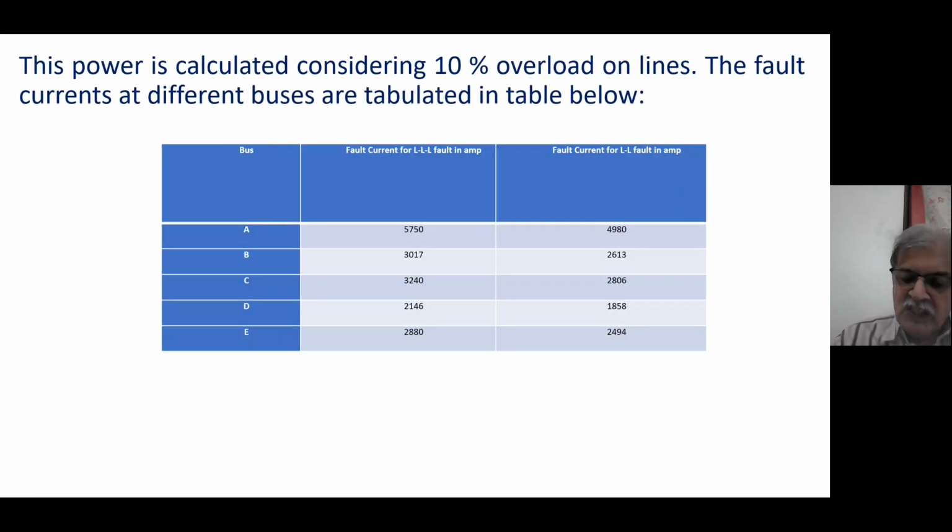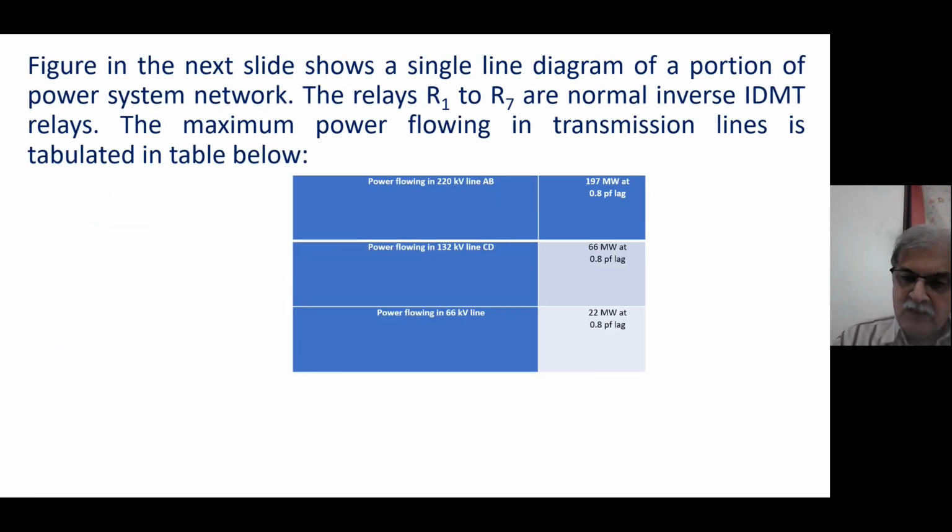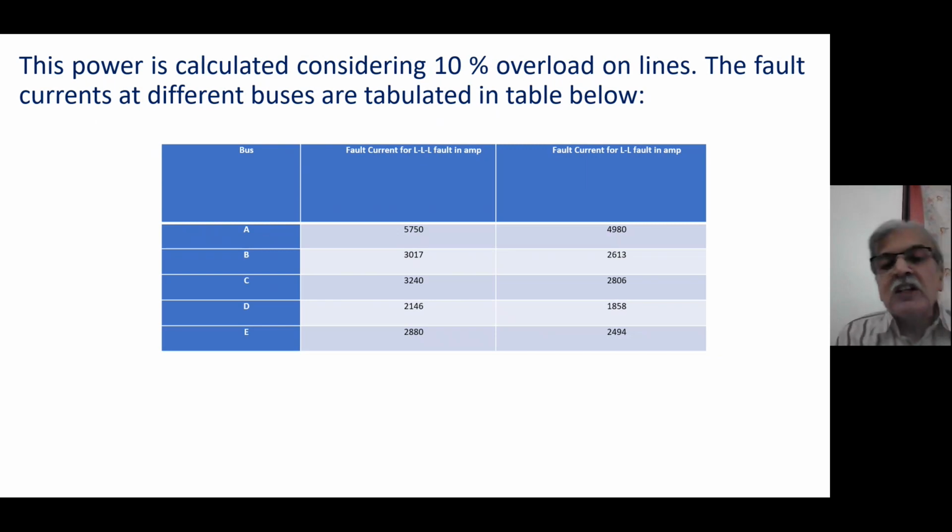So this is one thing that I'm given. The second data that is given is fault data, because for calculation of TMS, time multiplier setting, I'll need fault currents. So fault currents are calculated and given readily on buses A, B, C, D, and E. Triple line fault and double line fault amperes you can very easily see, right? So that is given to me.